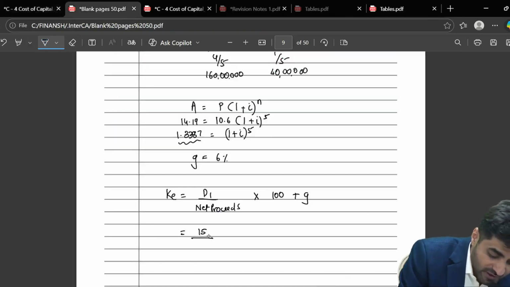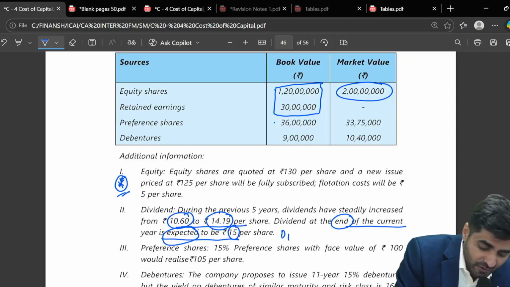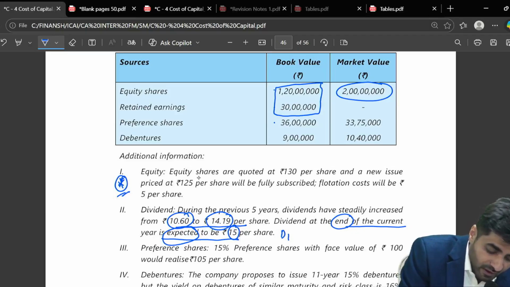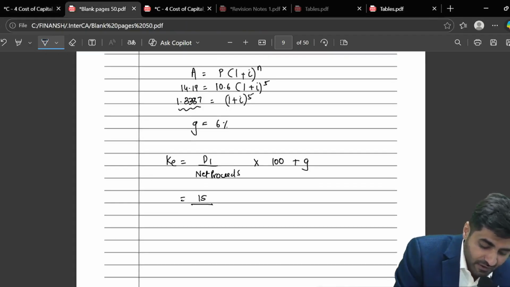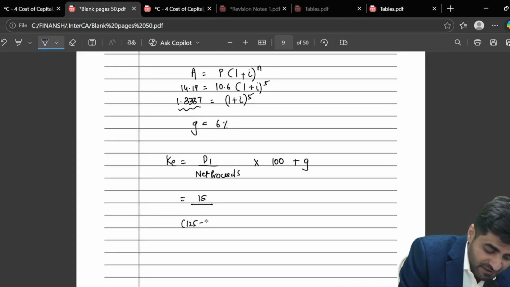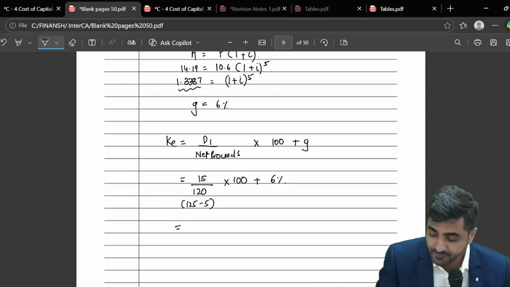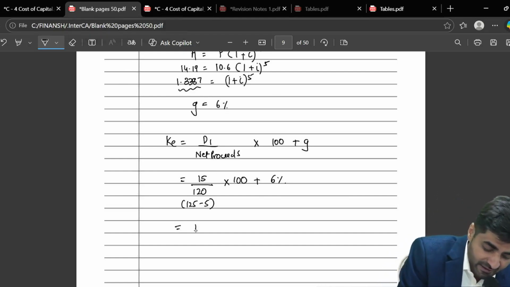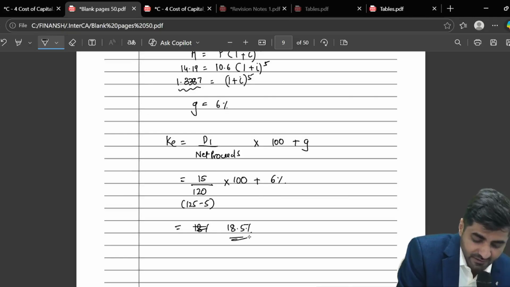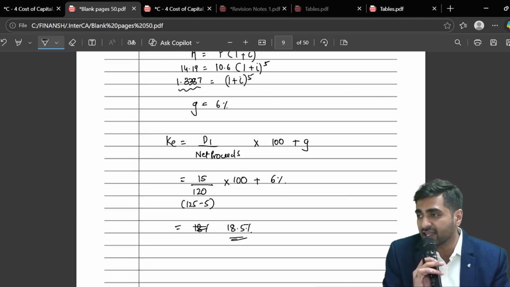What's the net proceeds? The net proceeds is going to be: we have issued it at 125 and the flotation cost is 5. So can you please tell me 125 minus 5? What will this give you? 120. Into 100 plus the growth rate, 6%. Give me the answer. This is coming as 18.5%. Everyone is getting the KE as 18.5.